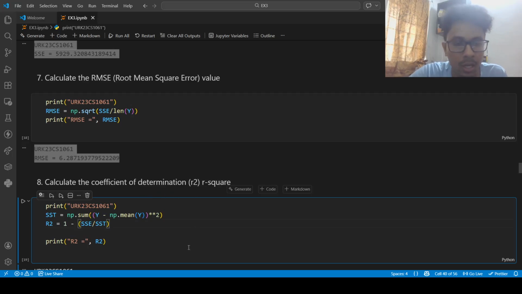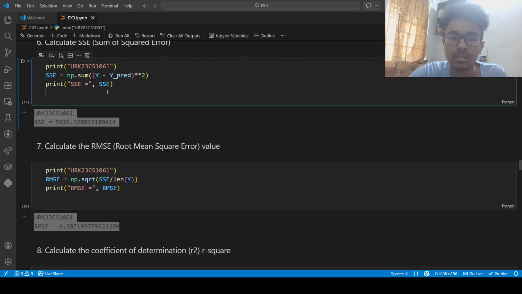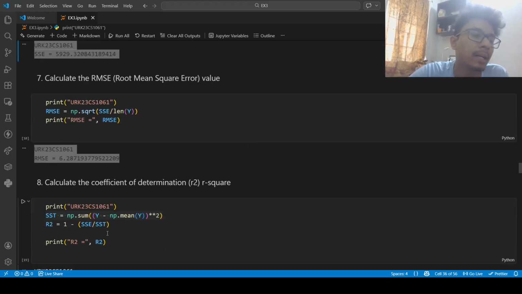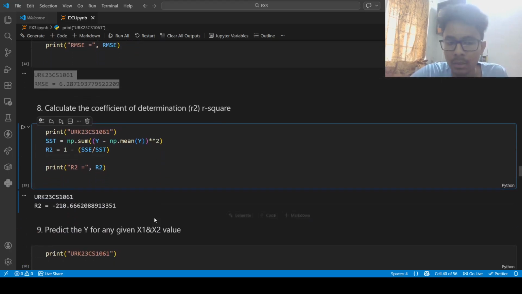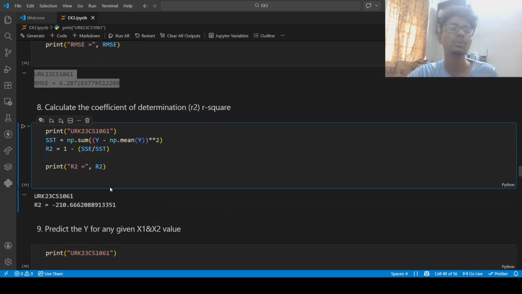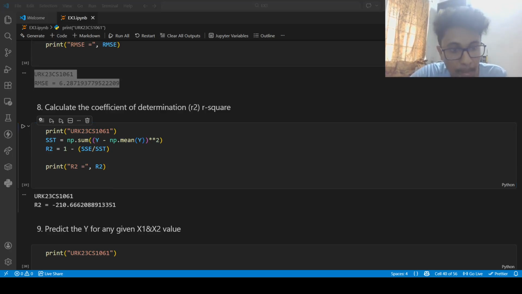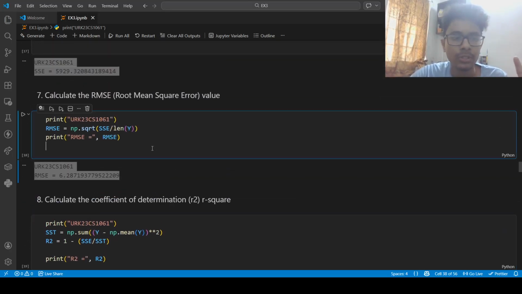coefficient of determination R square is equal to 1 minus SSE by SST. We have to find SST because we didn't find SST in the previous question and we have found only SSE. So to find R square, I need both SSE and SST. So I find out first SST and then substitute the value, and I get the value of R square equal to minus 210, which means, again, let me give you two observations here.